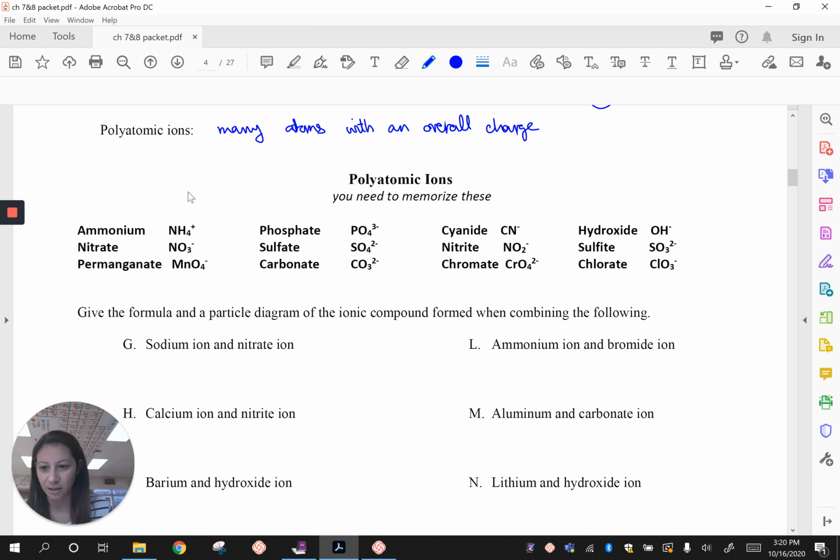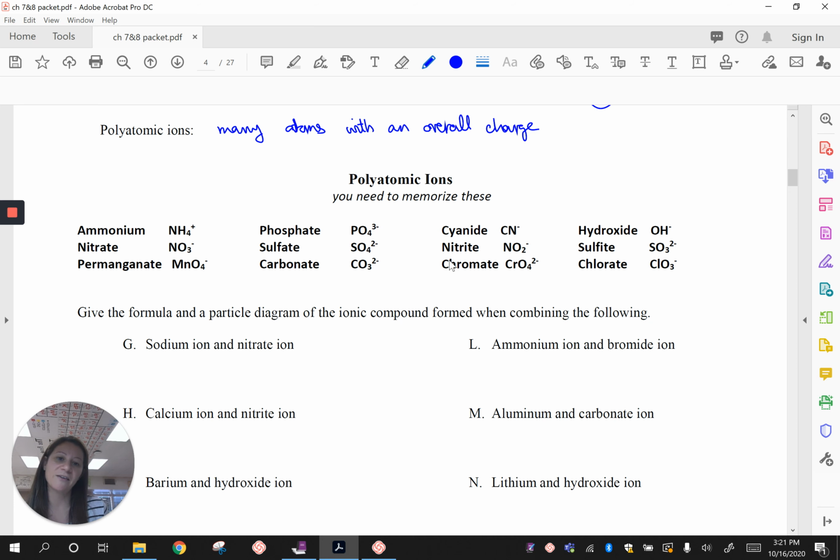So what does it mean? Well, for example, ammonium, NH4+, means you have a nitrogen bonded to 4 hydrogens, and overall, all 5 atoms together have lost 1 electron to get a +1 charge. Most polyatomic ions, actually all the ones that I know of except for ammonium, are negatively charged. Ammonium is the only one that is positively charged that I know of. All of the other ones are negatively charged.